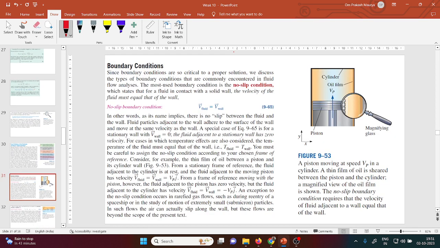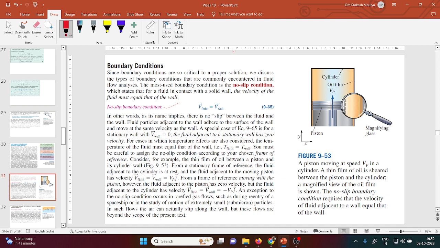So let me explain some boundary conditions. The no-slip boundary condition, you all know, is a very important concept. At the wall, as I discussed in the previous slide, when the plate is moving the fluid is also moving, and if the plate is stopped, that is a stationary condition, the fluid is also stationary. So what this figure explains is that the piston is moving, so the fluid is moving along with the piston.